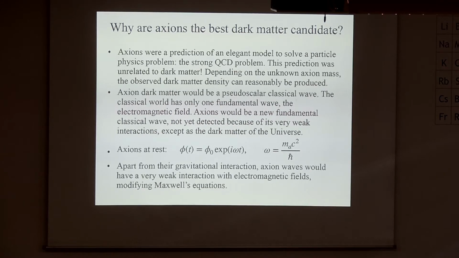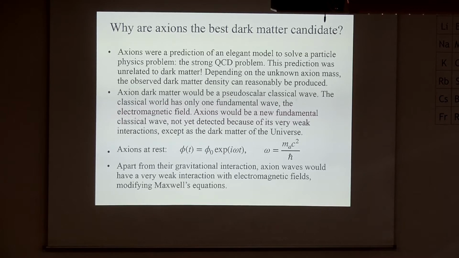So why do I think axions are the best dark matter candidate? Because of the way axions were predicted. Possibly they can exist, although of course this has not been confirmed by any observation so far. It's the prediction of an elegant model to solve a particle physics problem, the strong CP problem that has been discussed before, having to do with the fact that the neutron's electric dipole moment is zero. There is no CP violation in the strong interactions. I'm not going to go into this, but this prediction is unrelated to dark matter. It just comes from particle physics.